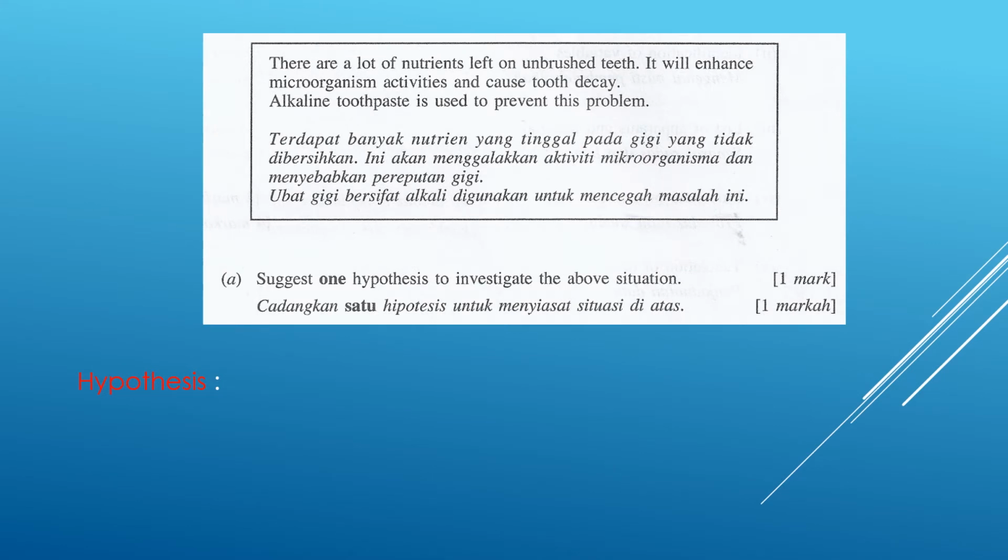Let us see the questions that I have prepared here. The situation stated in the question is: there are a lot of nutrients left on the teeth. It will enhance microorganism activities and cause tooth decay. Alkaline toothpaste is used to prevent this problem. Based on these situations, students have to think which topic is relevant.